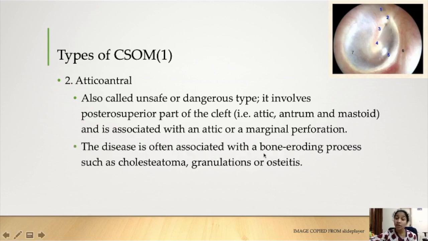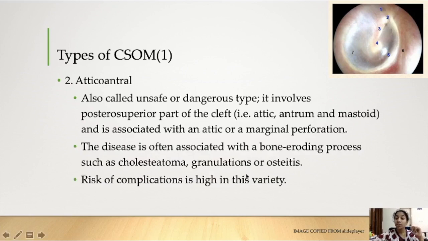The disease is often associated with a bone-eroding process such as cholesteatoma, granulations, or osteitis. So this is associated with bone erosion, destruction of bone, such as cholesteatoma. It will eat the bone, and all three ossicles can get destroyed, or there may be granulations or osteitis. That is the atticoantral type. So two types, tubotympanic and atticoantral.